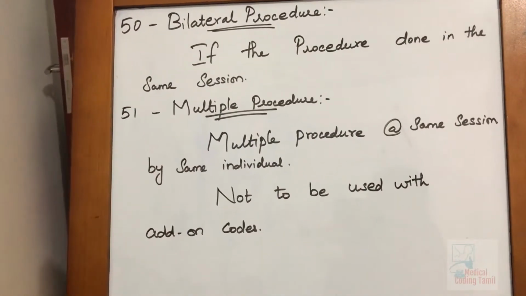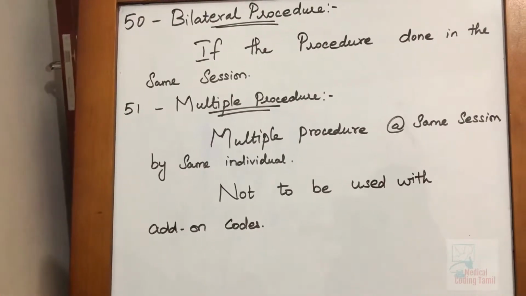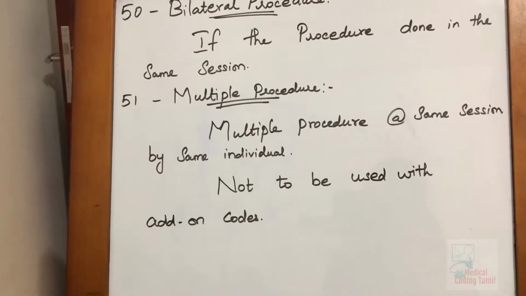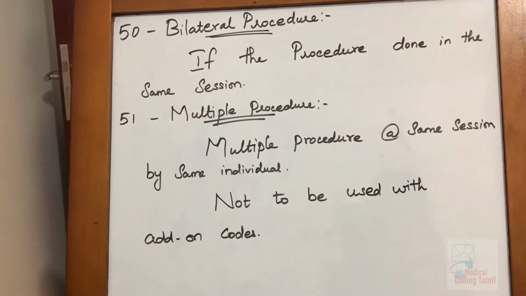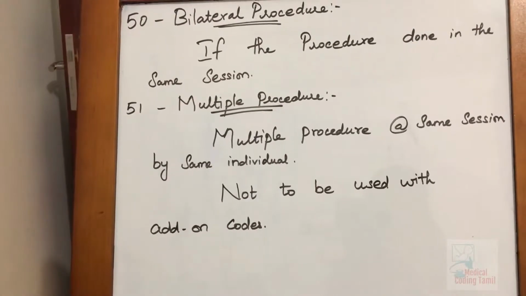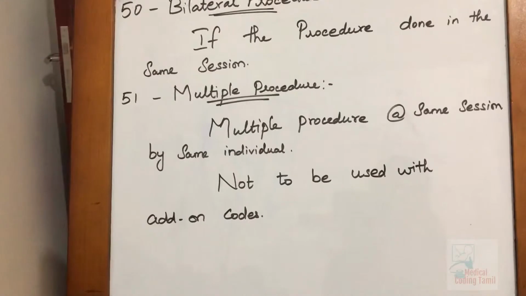Modifier 50 is added with the procedure code if the procedure is done in the same session. That means in a single session, if the procedure is done bilaterally, then modifier 50 should be added with the code. Then modifier 51 is for multiple procedures.